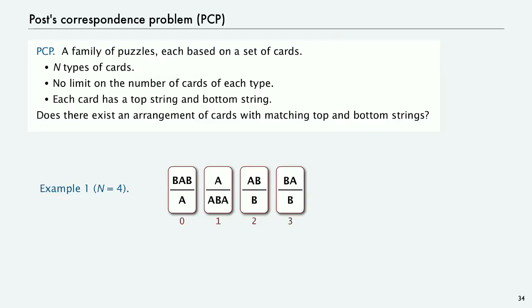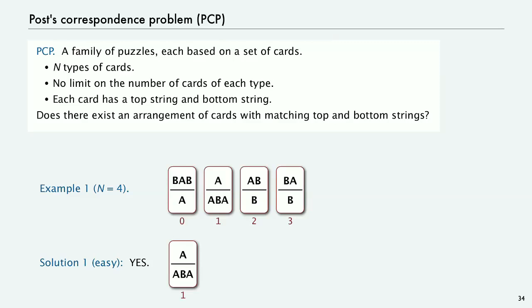So here's, say we have these 4 types of cards. And again, we have an unlimited number of each type. So the first one has BAB on the top and A on the bottom, and like that. The last one is BA on the top and B on the bottom. And what we want to know is, can we take cards from these piles, as many as we want, and get an arrangement where the top and bottom strings reading across the cards are the same? In this case, the answer is easy. In fact, almost every move is forced.